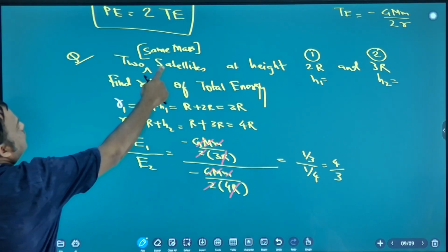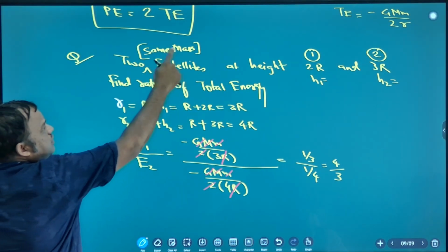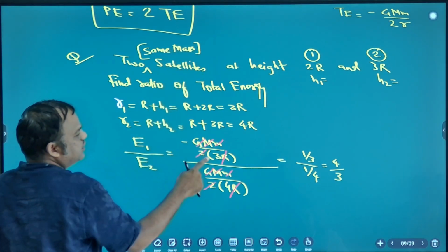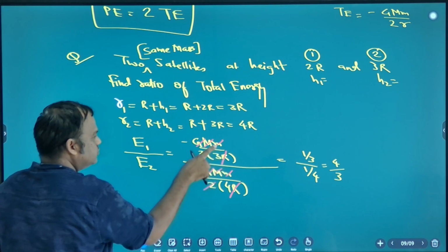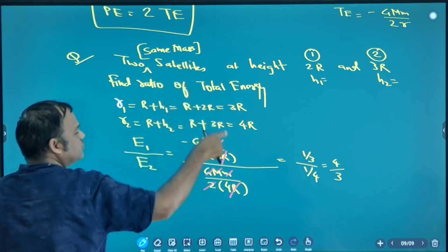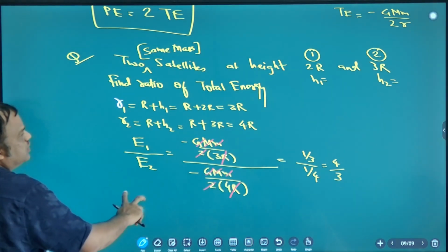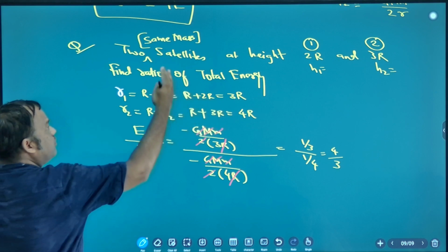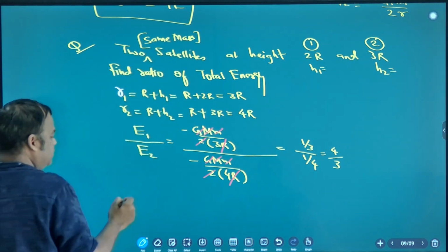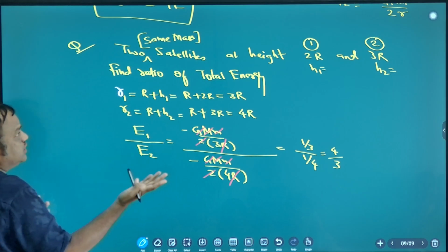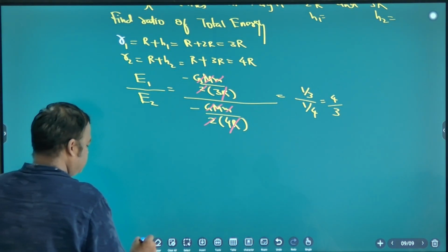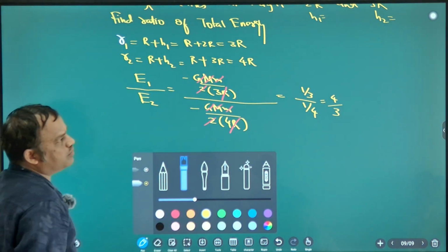So you take care of mass also. If masses are different, then you have to consider mass also. Masses are same, mass cancels. So read the question carefully. Heights are different, mass can be same or different. Some satellites have more mass. Okay, fine, we'll continue.